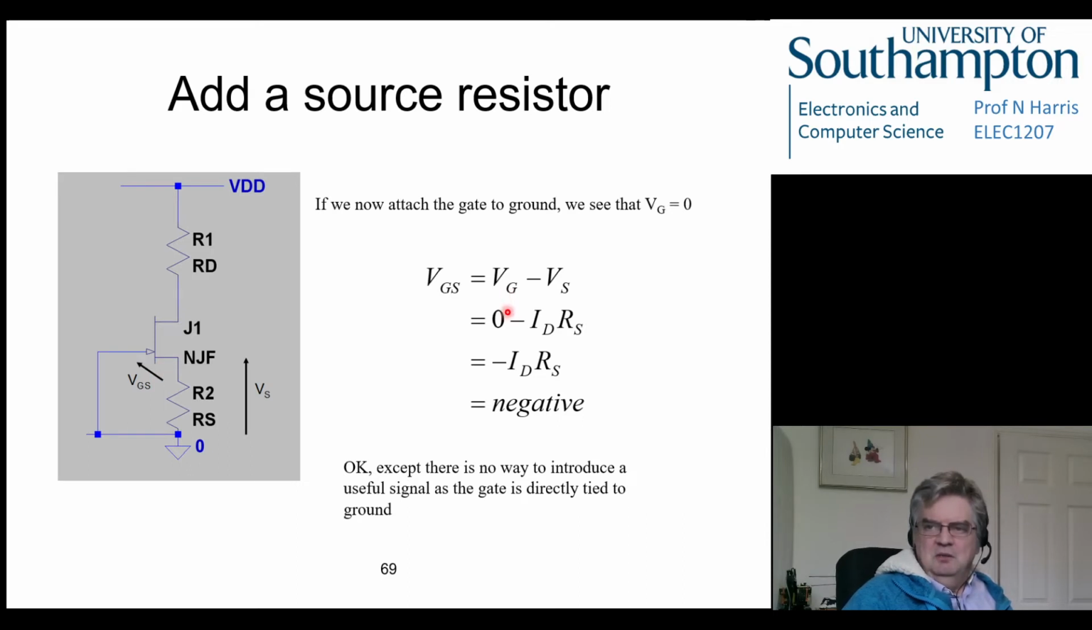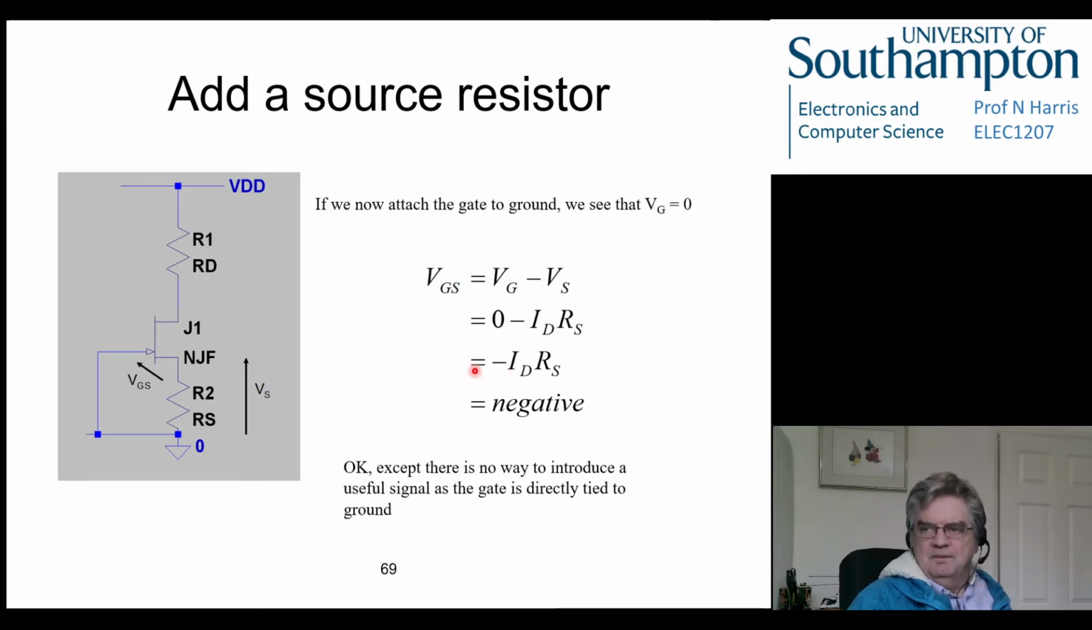Okay, VG we know is 0 because it's connected to 0, and VS is equal to ID RS. It's just Ohm's law across this resistor. Okay, and therefore that all boils down to minus ID RS, and that's a voltage, and it's negative.